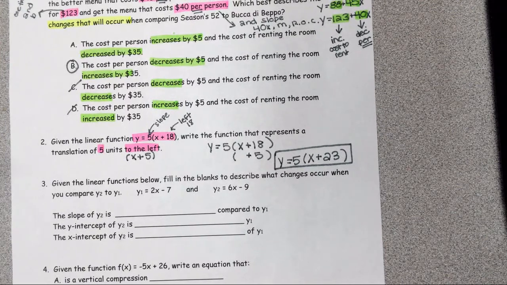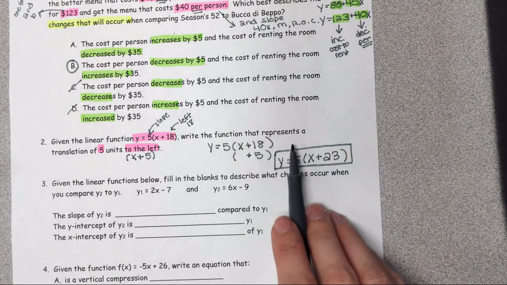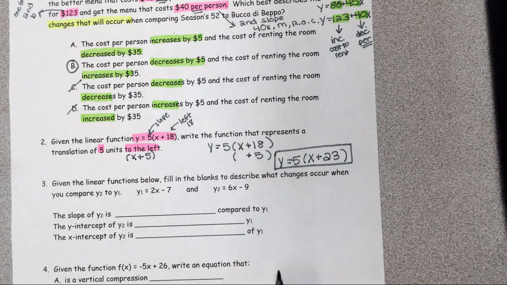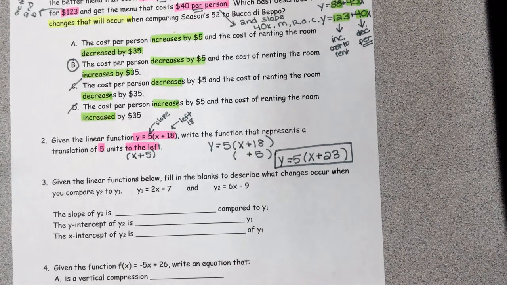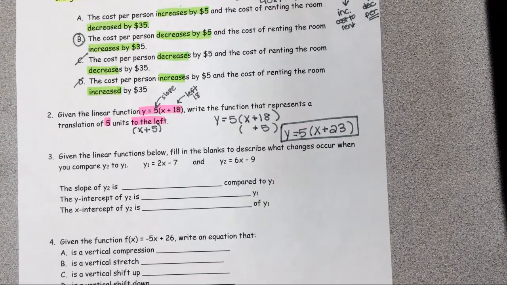So you have to actually make the change to the original. It didn't tell us it went up or down any, so we're not going to change the y-intercept. And it didn't tell us that it stretched or compressed, so I'm not going to change the slope. Those two things stay the same. So moving on to number 3.